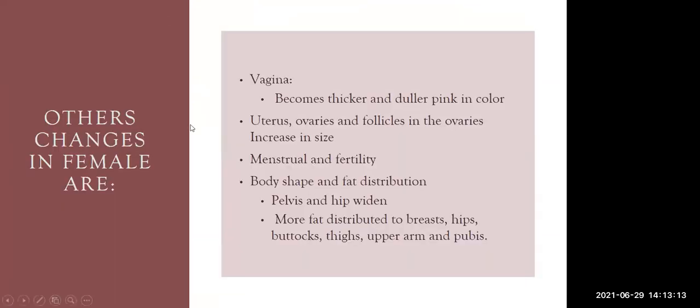So what are the changes in a female that we can notice? First, the vagina. The vagina itself becomes thicker and duller pink in color. Secondly, the uterus and ovaries: the follicles in the ovaries increase in size. The female will have menstrual cycles and fertility, and there are changes in body shape and fat distribution, where the pelvis and hips become widened, and more fat is distributed to the breast, hip, buttocks, thigh, upper arm, and pubis. Note that in females, there are differences between races.